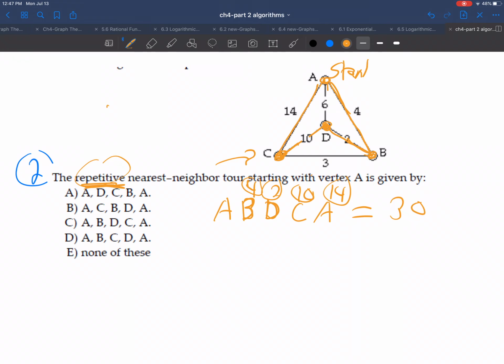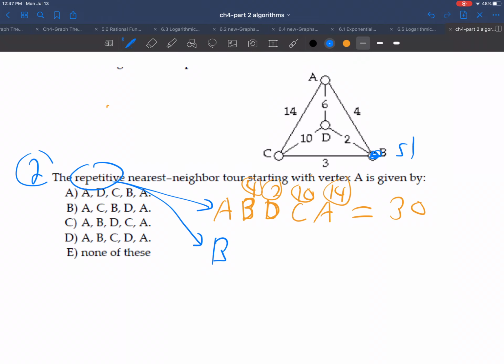And then you've got to repeat. So now you've got to do it again, and you've got to start at B. So repeat, you cannot ignore that word. Repetitive. Not just nearest neighbor, but repetitive. So now you start at B, and you do it again.